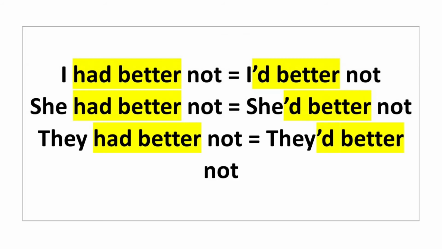We also contract the subject and the phrasal modals just the same way modals are contracted with the subject. I had better not becomes I'd better not. She had better not becomes she'd better not. They had better not becomes they'd better not.